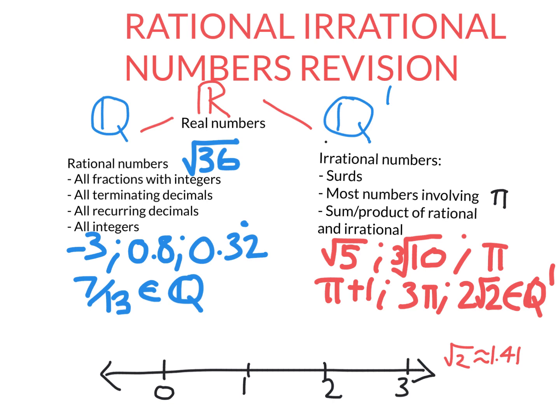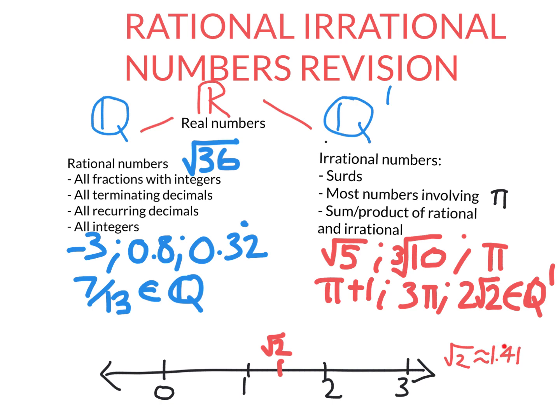So for example, the square root of 2 is about 1.41. So it would lie on the number line about here, just less than halfway between 1 and 2. And you could do that for any irrational number. So the point here, though, is root 2 doesn't equal 1.41. It's approximately equal to. 1.41 is called a rational approximation of root 2.